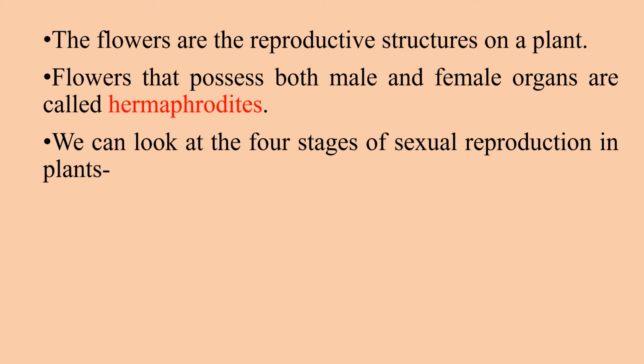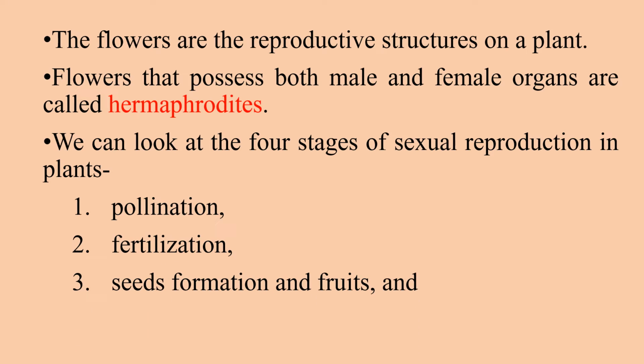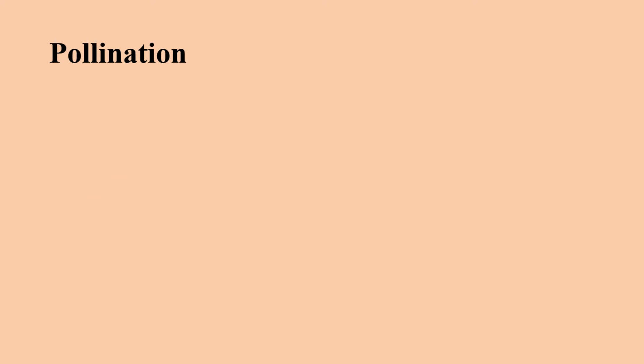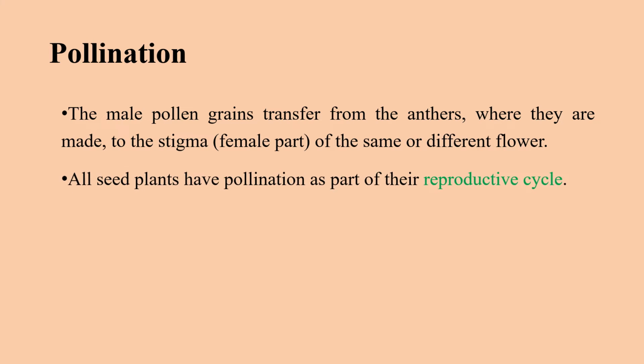We can look at the four stages of sexual reproduction in plants: pollination, fertilization, seed formation and fruits, and dispersal. Pollination. The male pollen grains transfer from the anthers, where they are made, to the stigma, the female part, of the same or different flower. All seed plants have pollination as part of their reproductive cycle.